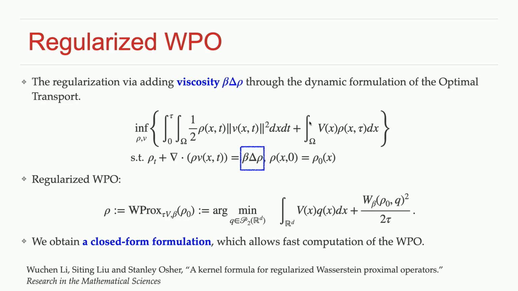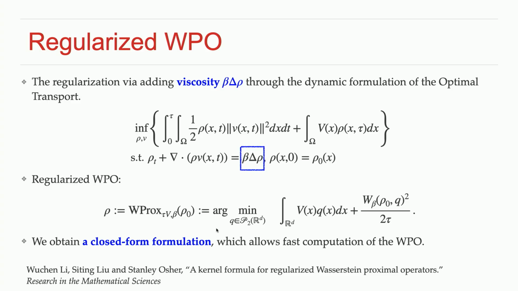It is the same objective function, which quantifies the kinetic energy that you pay to move the mass, and the terminal term that accounts for how far. If you think about the KL term, it's a cross entropy of the terminal distribution with respect to some reference. And then subject to a constraint, subject to a Fokker-Planck equation. But here now we have the viscosity over here. So we refer to the solution to this one as a regularized Wasserstein proximal operator.